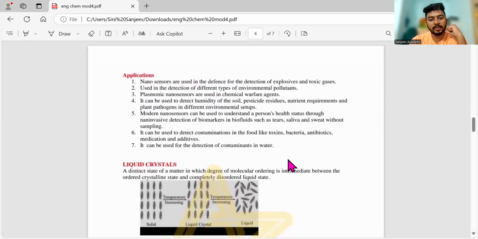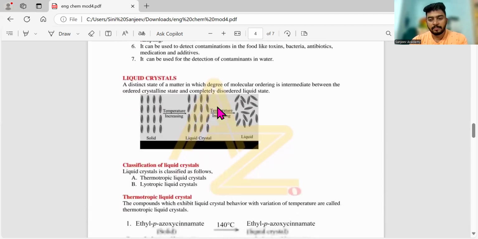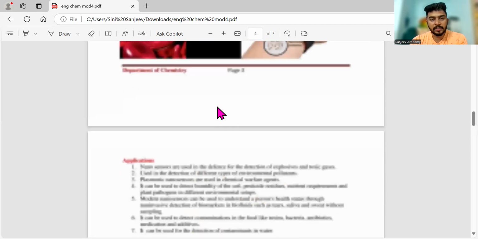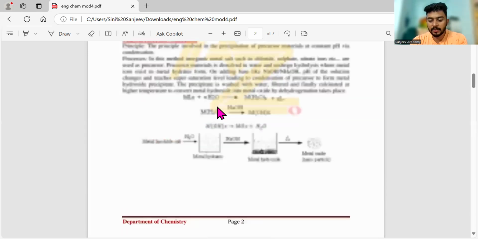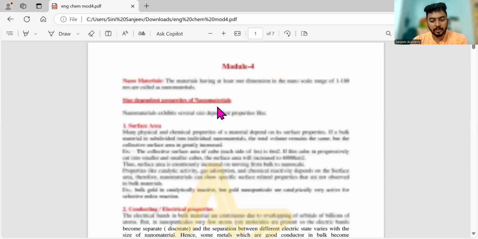Some more examples of sensors are detection of explosives. You have seen the bomb squads and everything, right? All of these things are self-readable. So I hope you understood the basics of this. Now let's come back to the topic.